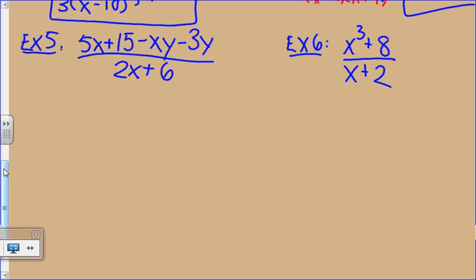Now, before we start, grouping doesn't necessarily have to be in proper order, but I've got a 5 and a 15. It looks like those kind of belong together, 5 and 15. And then I've got an xy and a 3y. Those both have y's. Do they look like they go together? Yes. Okay. Did you put in a plus sign?